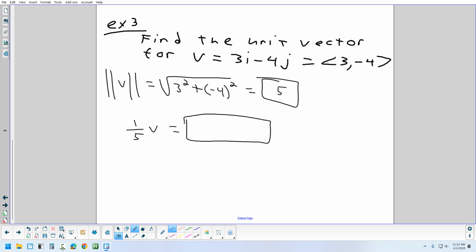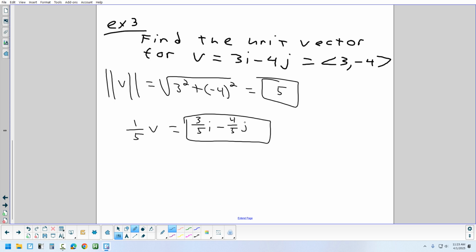You can leave fractions in the answer, that's okay too. 3/5 i minus, what was it? 4/5 j. Yep. That's the unit vector. It's been scaled to be 5 times shorter. So if it was 5 units, and it's 5 times as short, now it's 1 unit. And that's what we're looking for.